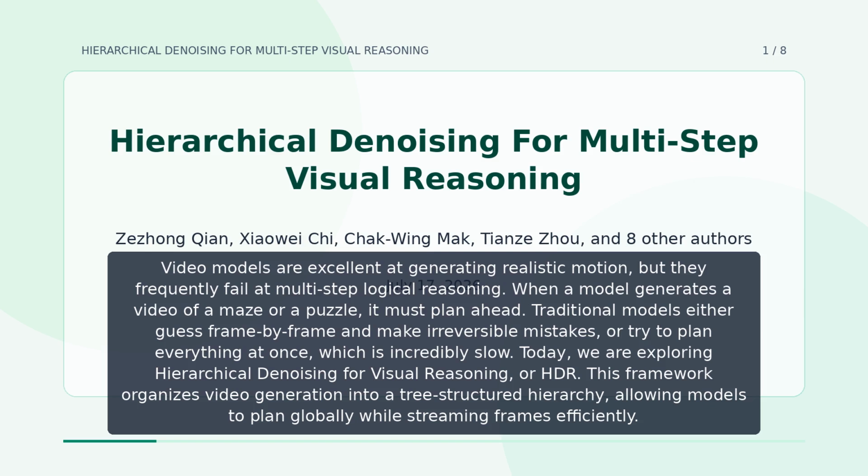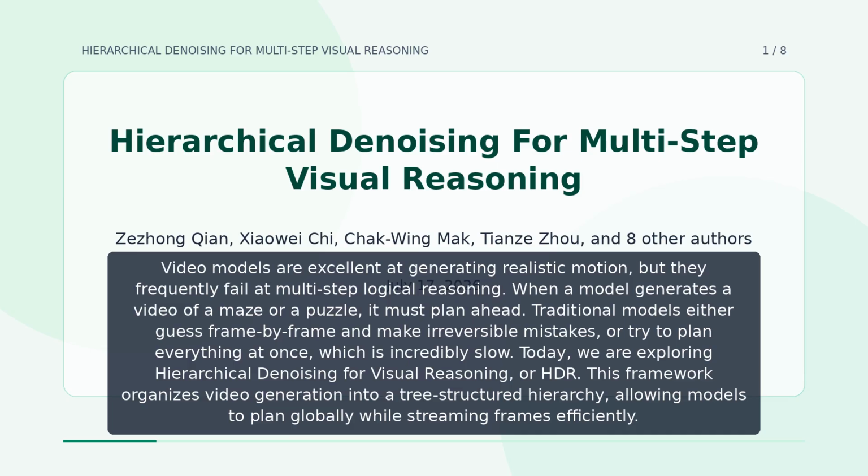Video models are excellent at generating realistic motion, but they frequently fail at multi-step logical reasoning. When a model generates a video of a maze or a puzzle, it must plan ahead. Traditional models either guess frame by frame and make irreversible mistakes, or try to plan everything at once, which is incredibly slow. Today, we are exploring hierarchical denoising for visual reasoning, or HDR.